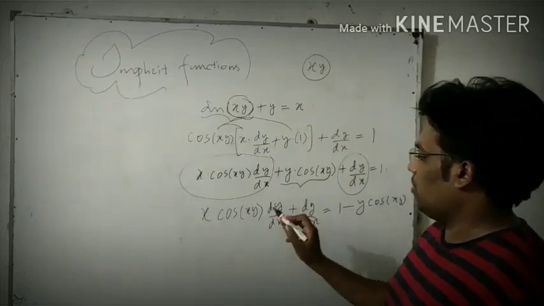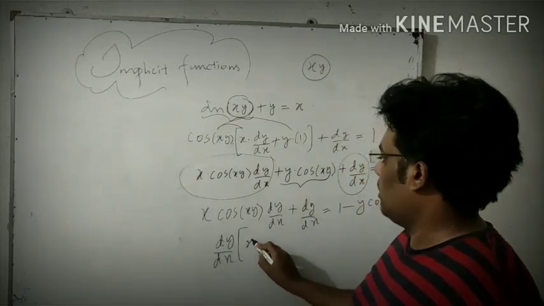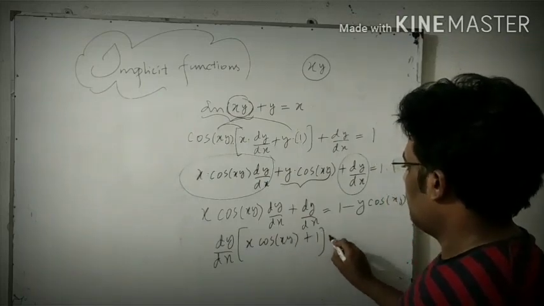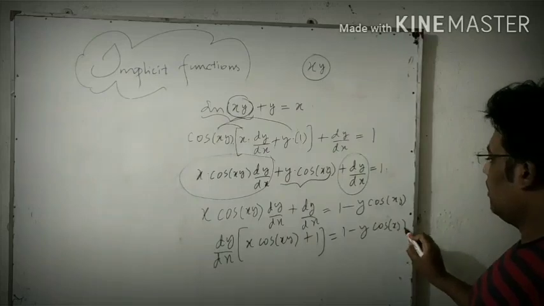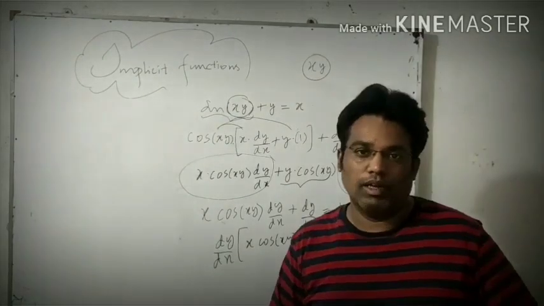So finally, what is common? dy by dx is the common term. So we are getting dy by dx times x cos of xy plus 1 equal to 1 minus y cos of xy, and sending this to the denominator, we will get dy by dx.